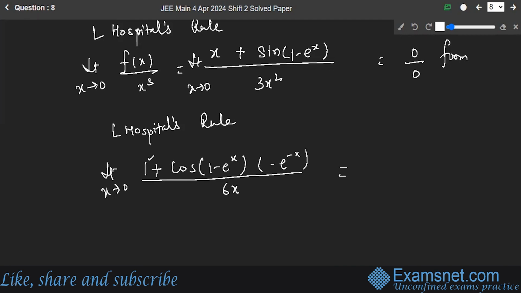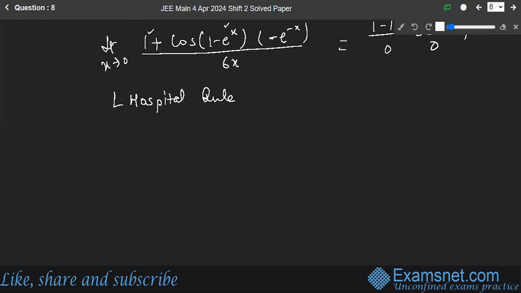This will be 1 and this will be cos, which will be approaching 0. So this will be cos 0, which is equal to 1, into minus, this will be minus 1. So this will be 1 minus 1 in the numerator upon 0, 0 upon 0 form. Again, let's apply one more time your L'Hospital's rule.